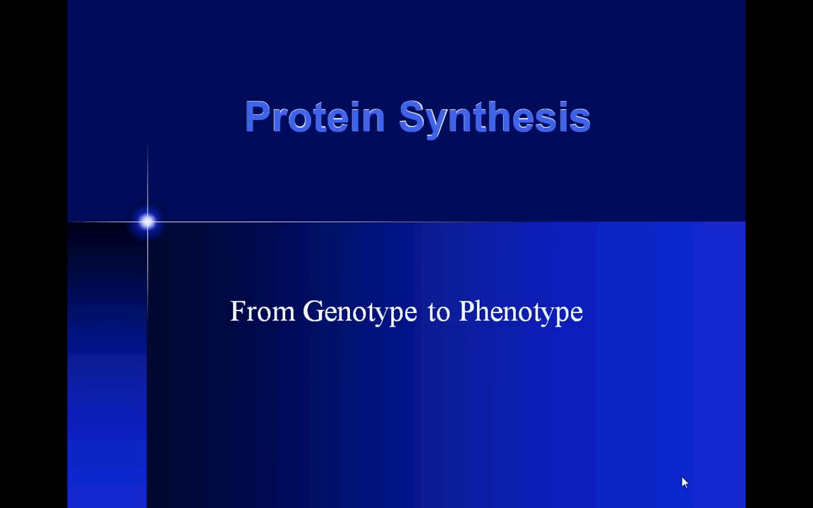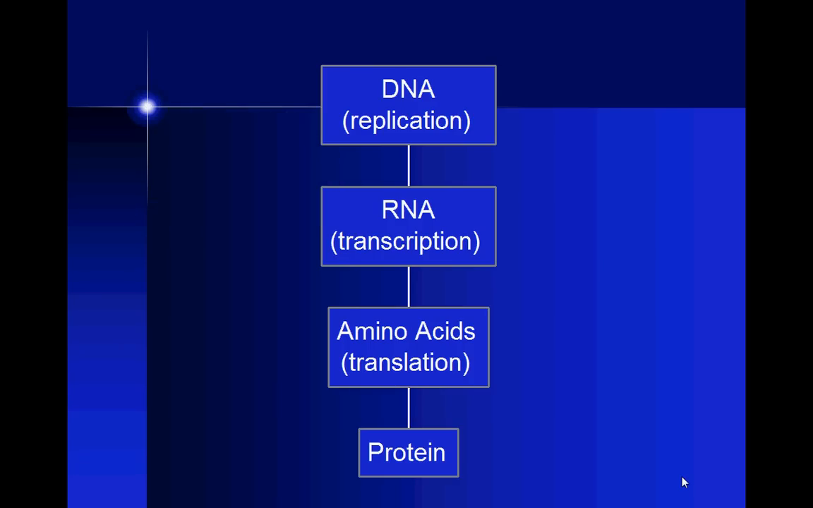So let's start quickly. Protein synthesis from genotype to phenotype. We're going to look at how we take the letters of DNA and turn it into what you're actually going to be like, what your proteins are. And this is called the central dogma theory. It basically says that DNA can be replicated, but it can be transcribed into RNA, which gets turned into amino acids, and amino acids get put together to make proteins.